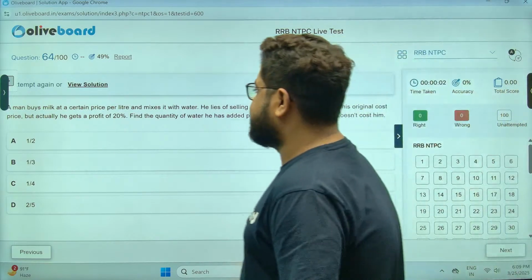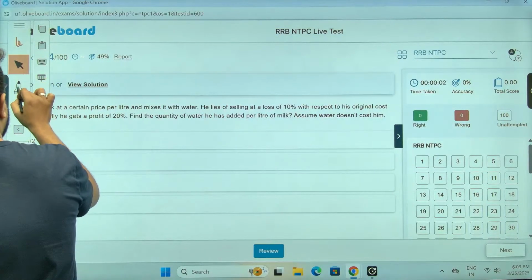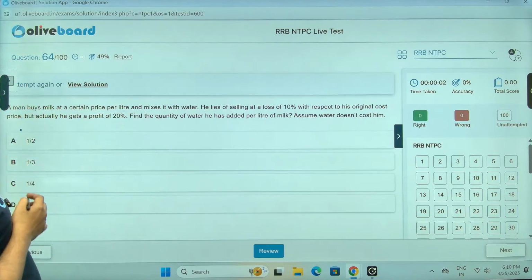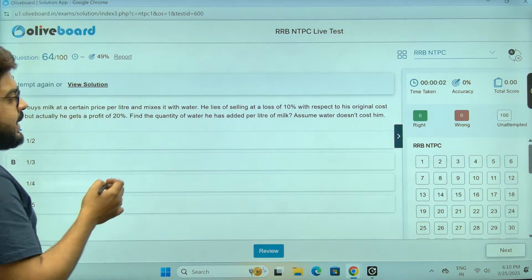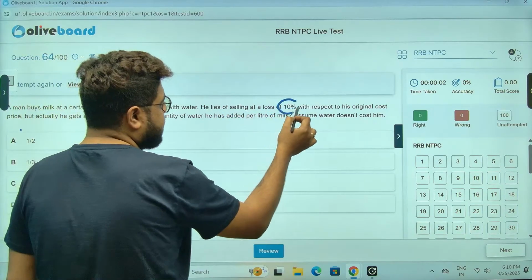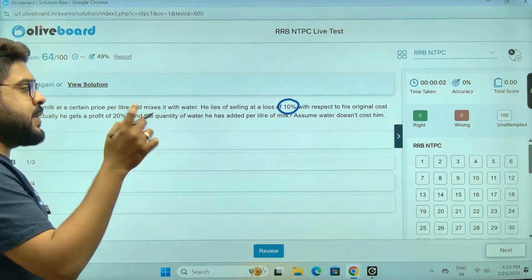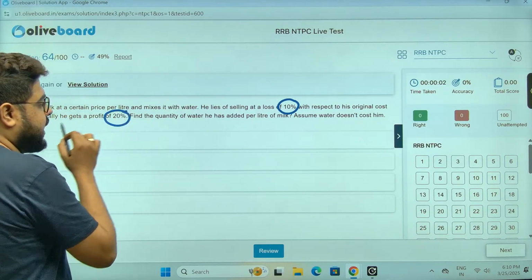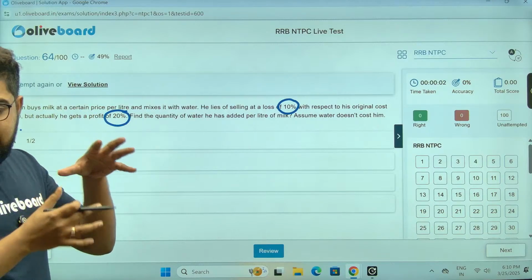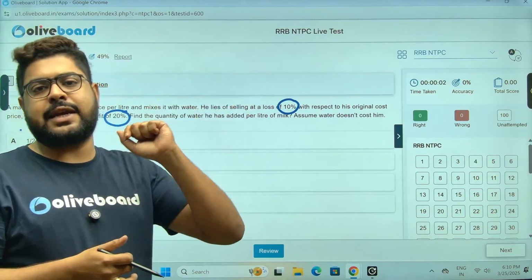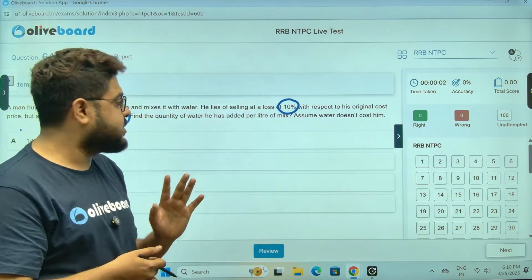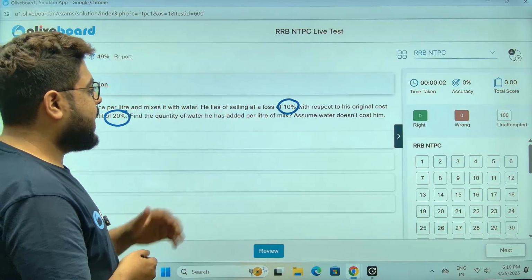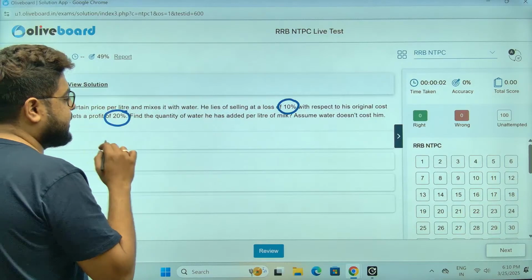Okay, a man buys milk at a certain price per liter and mixes it with water. He lies of selling at a loss of 10% with respect to his original cost, but actually gets a profit of 20%. Meaning by pouring the water, he is making that profit. Actually, he is selling at a 10% loss. The quantity of water he adds per liter.